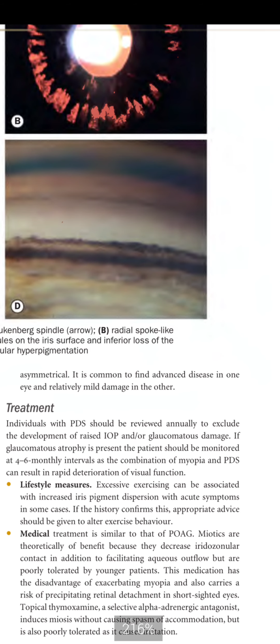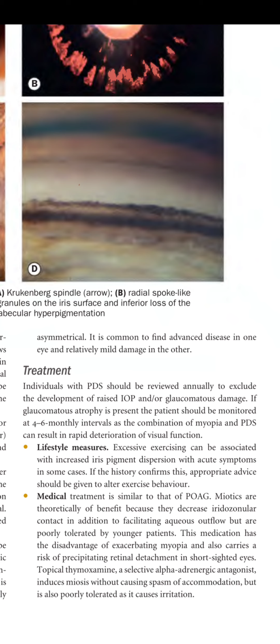So what will be the treatment of pigment dispersion syndrome? Individuals with PDS should be reviewed annually to exclude the development of raised IOP or glaucomatous damage. So annual review is recommended. If glaucomatous atrophy is present, the patient should be monitored at 4 to 6 monthly intervals, as the combination of myopia and pigment dispersion syndrome can result in rapid deterioration of visual function. So those diagnosed with pigment dispersion glaucoma are usually reviewed at 4 to 6 months.